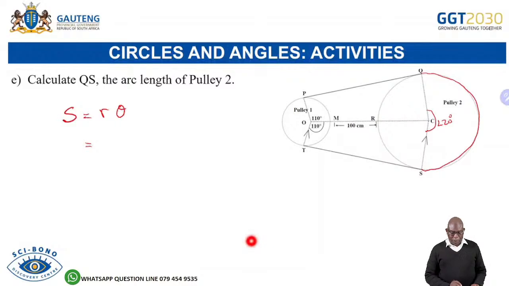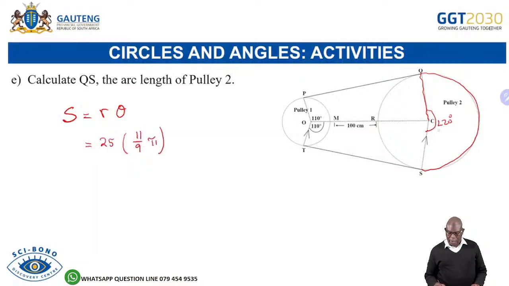Now, what is R? What is the value of R in this case? We know that the radius of this one is 25. The theta that we need there will be, remember, theta on that angle will be 11 over 9 pi.